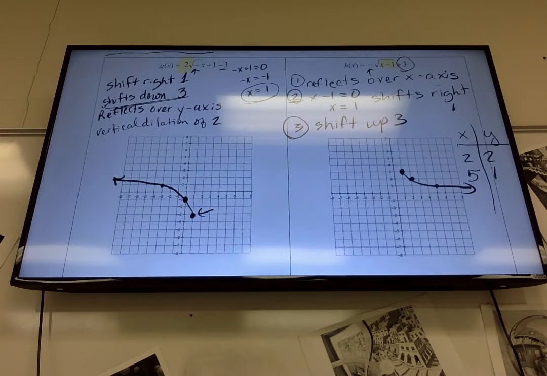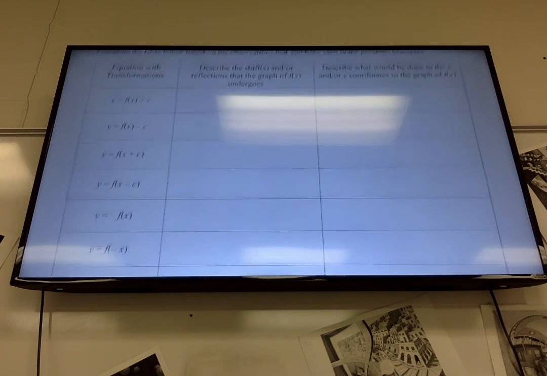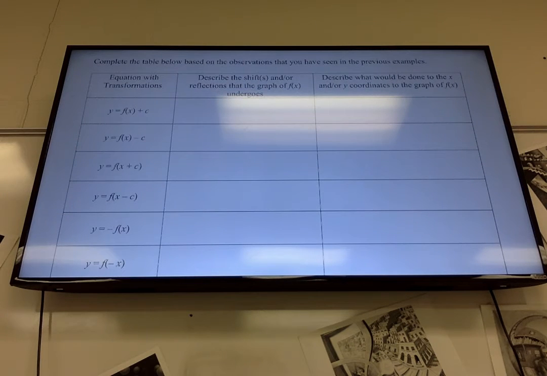All right. So now let's get to the rules. So that first bit was us trying to figure out what's going on. What happens as we change things? What happens as I put a negative in front? What happens if I do this? What happens if I do that? So now we're going to actually write this down so that we have it.